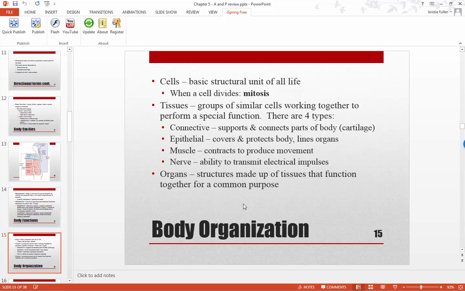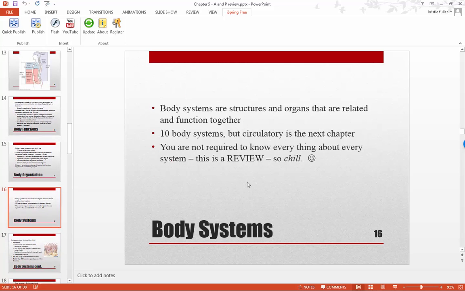When we're talking about body organization, the smallest basic structural unit is going to be the cell. And then a bunch of cells that work together to form a specific function are going to be tissues, and you have 4 different types. And then when a bunch of tissues get together and function together, we call that an organ. We have 10 different body systems, and we're going to talk about 9 of them in this chapter. The circulatory system is going to be saved for chapter 6, all on its own.